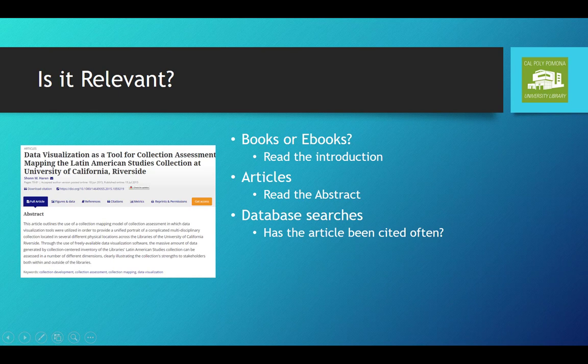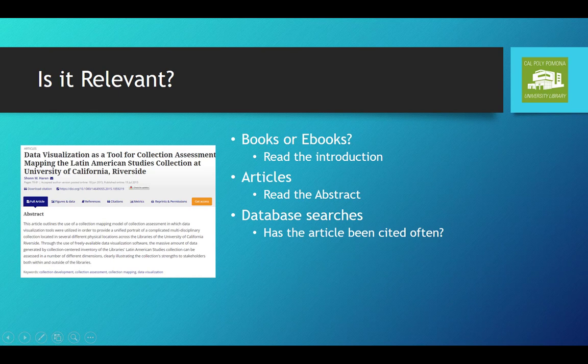Finally, in some databases, when you look at a page of search results, it will show you how many times an article has been cited. If an article is on your topic and has been cited multiple times, this means that other scholars have found this article useful in their own research, and it might be useful for yours as well.